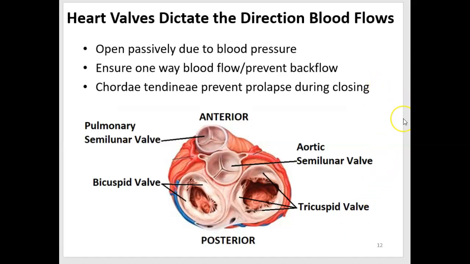Recall that valves do not cause the movement of blood, but they dictate the direction that blood will flow in the heart. They open passively due to the rise in blood pressure.